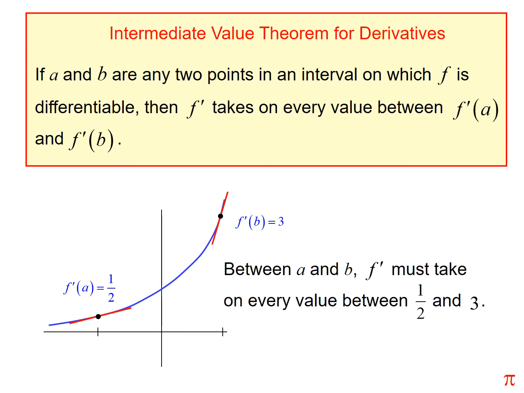So we're thinking of slopes here. At this f prime of a, we have a slope of 1/2. At f prime of b, we have a slope of 3. The function is differentiable, so the derivative takes on every value between 1/2 and 3. Or in other words, the slope takes on every value between 1/2 and 3 between those 2 points.